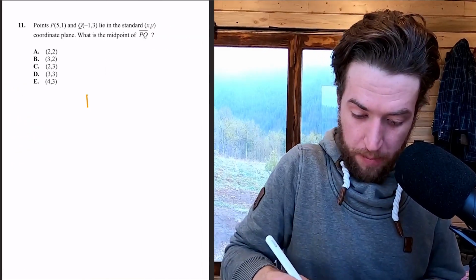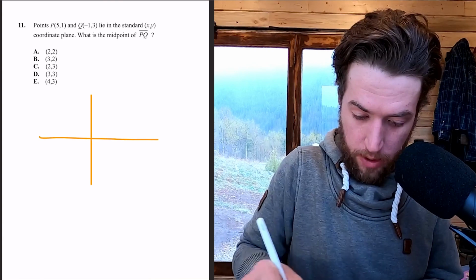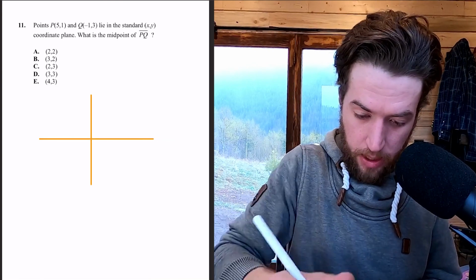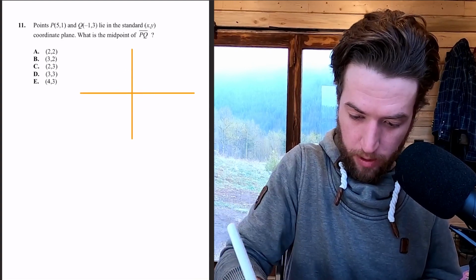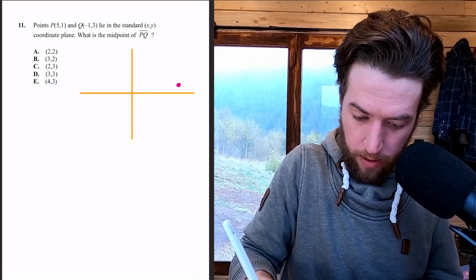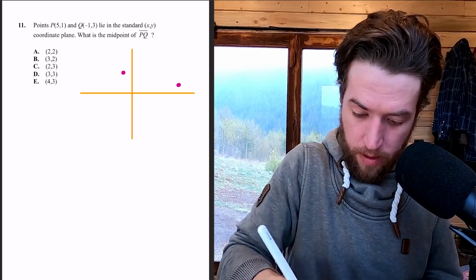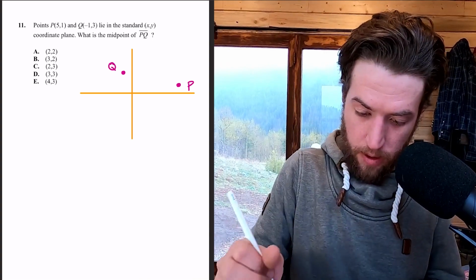Okay, so points P, which is (5, 1), and Q, which is (-1, 3), lie on a standard xy coordinate plane. Okay, so we'll plot those. (5, 1) is like here. (-1, 3) is like right there. So that's Q, and that's P.